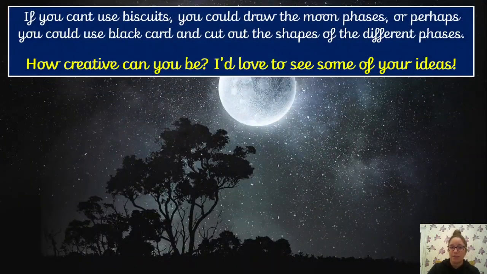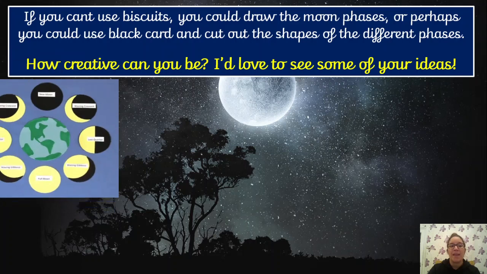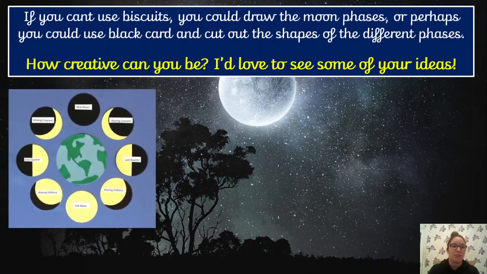If you can't use biscuits, like I said, you can draw the moon phases, or perhaps you could use some black card, cut out the shapes of the different phases and stick them onto the recording sheet. How creative can you be? Okay, I'd love to see some of your ideas. Okay, here are just a few that I've found, which would be great. So with this one, if you've got the recording sheet, you just need to cut out different sizes of black card to represent it, because you can leave the white circle there, okay? But you just need some black card or black paper, or just colour it, it's not a problem.